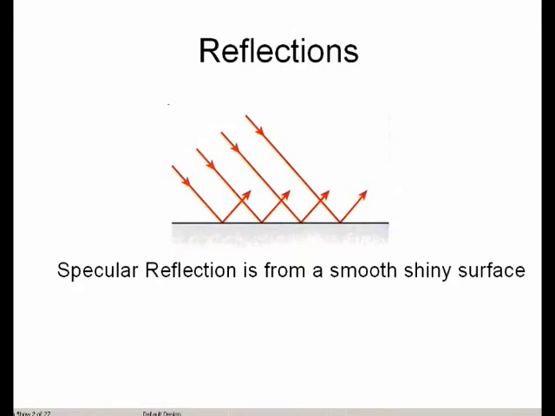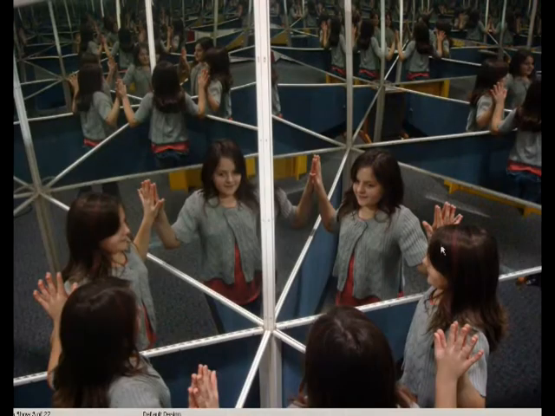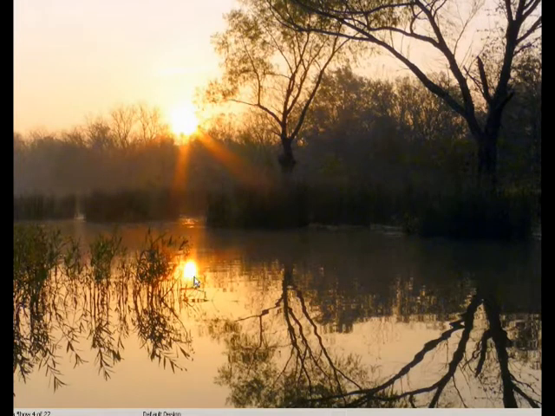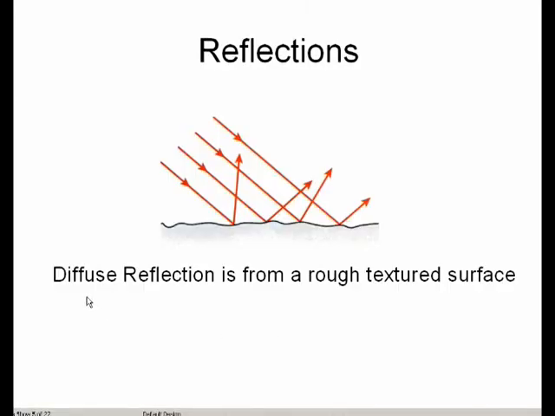Different types of reflections. A specular reflection is a reflection from a smooth surface. Normally, a specular reflection would be something that you would see off of a mirror or off the surface of water. Anything where you can see a reflection or see yourself in, that is called a specular reflection. The other type of reflection is called a diffuse reflection, and it is from a rough textured surface.